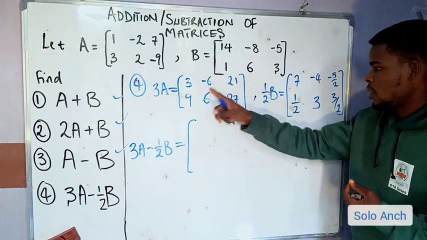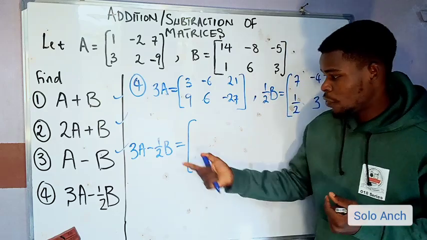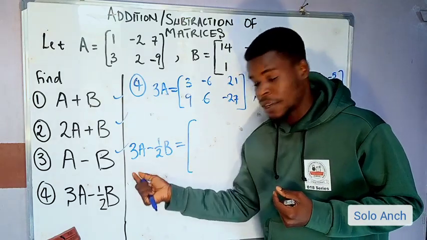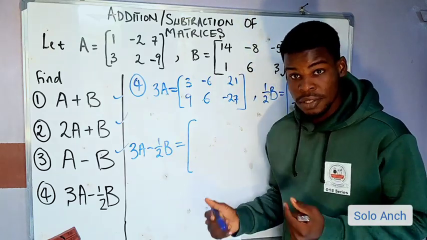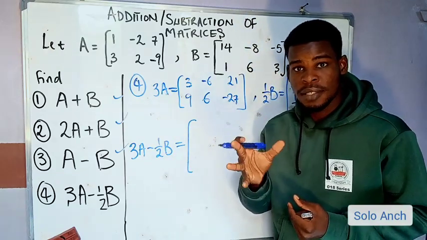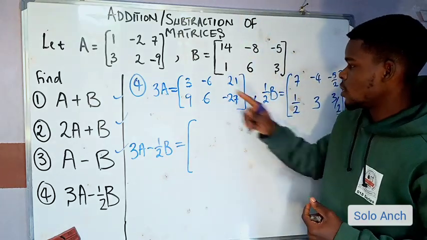We are going to take this one minus this one. Keep in mind, subtraction is not commutative. Half of 3b minus 3a is not the same thing as 3a minus 3b, because it's subtraction. It's not commutative. You cannot interchange the order. Okay, so let's see what we have.